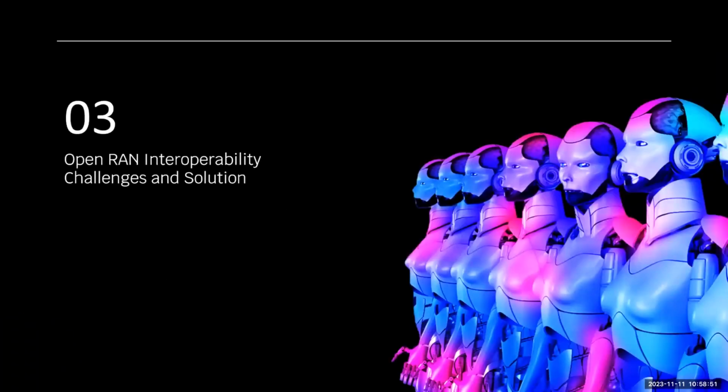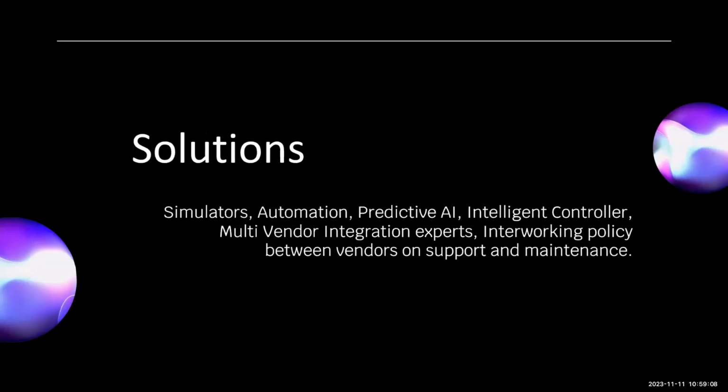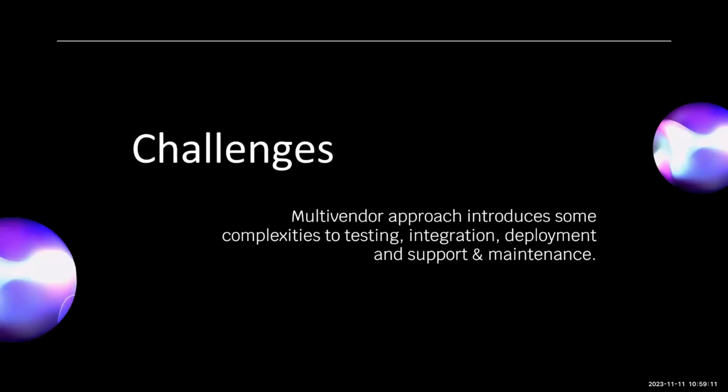Okay, topic 3, Open RAN interoperability challenges and solutions. Okay, challenges. Multi-vendor approach introduces some complexities to testing, integration, deployment, and support and maintenance. Okay, so if you would deploy different vendors right now, operators are used to talking to a single vendor. So if you have multiple vendors, you have more people to talk to. The contracts would be more complex.